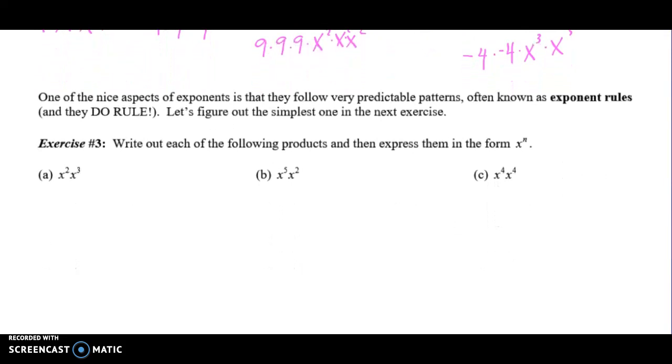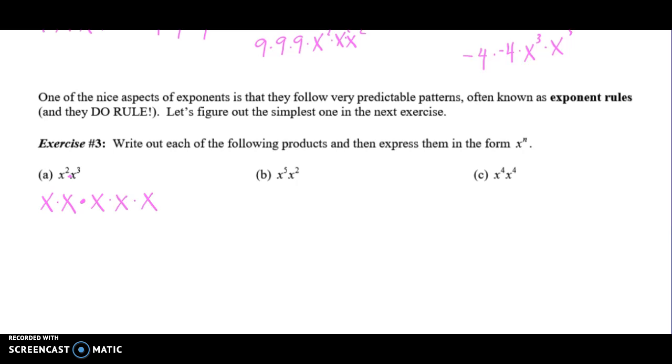One of our nice aspects of exponents is that they follow a very, very predictable pattern. There's actual exponent rules that we can follow. So one of our exponent rules happens when you are multiplying two numbers both raised to an exponent. We have a special rule for that. So to figure out that rule, what we're first going to do is actually write this out. So x squared is an x times x. And then I need x cubed, which is x times itself 3 times.